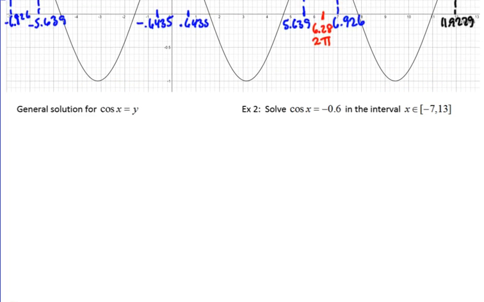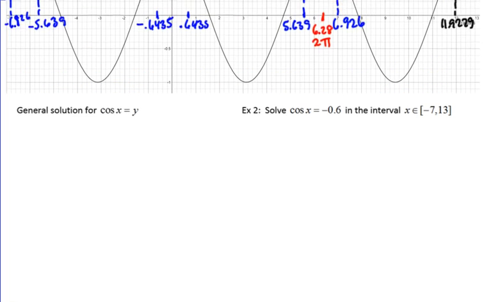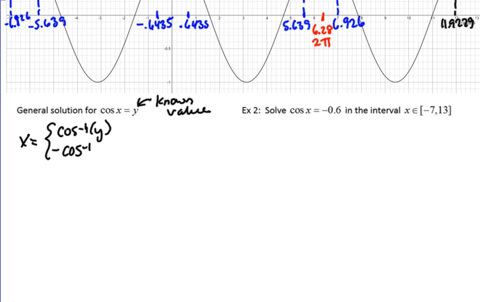So I can generalize that by saying if I know the value for y, this is my known value here, and I say cosine of x equals y, then x is equal to the inverse cosine of y, or negative inverse cosine of y, plus 2 pi n. Now the n means what I'm going to do is add or subtract 2 pi n times.